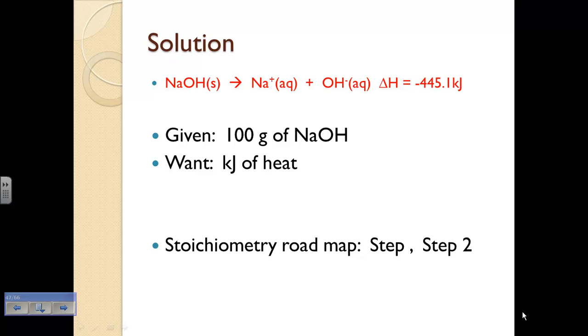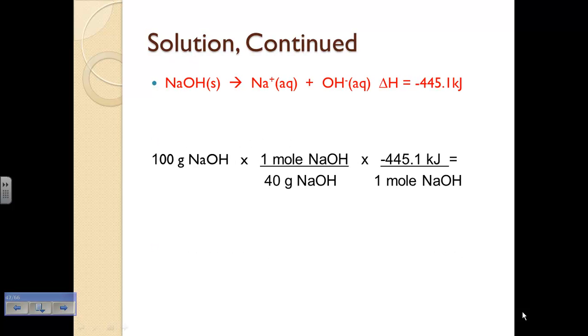The stoichiometry roadmap, I missed typing in a 1, is step 1, convert to a mole. Step 2, the heart of our problem, want over given ratio. A step 1, step 2 on the stoichiometry roadmap. Since we're given a mass, we've got to get into the heart of the problem. Let's begin by writing, as we always do, the amount given. We'll start by writing 100, the unit grams, and the label solid sodium hydroxide.